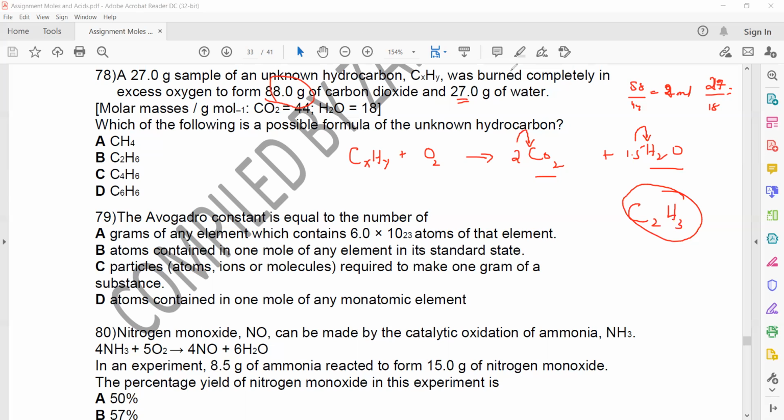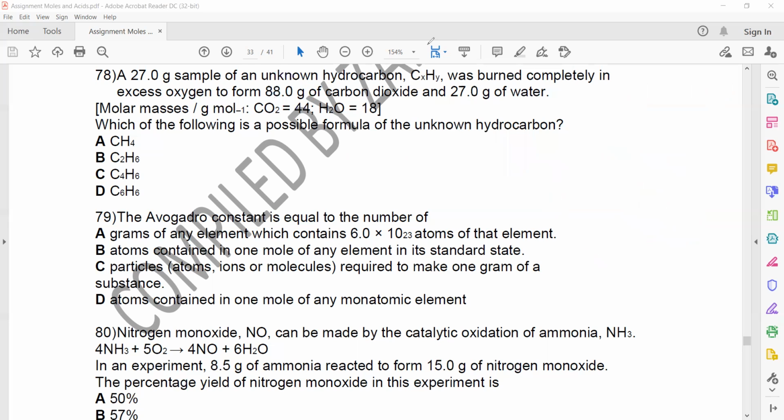The other possibility: when we multiply the whole equation by 2, this will be 4 CO2 plus 3 H2O. So the second possibility is that the compound contains 4 carbon atoms and 6 hydrogen atoms, so C4H6. This is one way of solving it. First we write the equation, work out the moles of carbon dioxide and water, and using those moles we can work out the number of atoms.